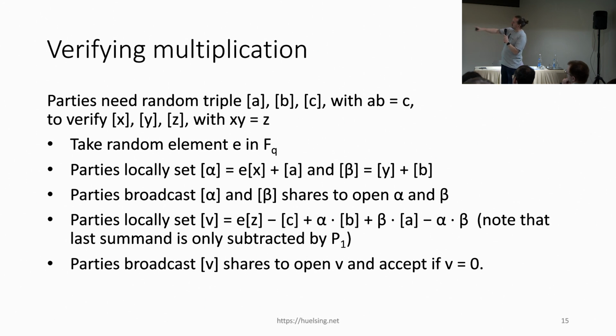Then we're opening alpha and beta. Note that this actually doesn't leak anything about x and y, because without a and b, they are still a one-time pad. And then locally, the parties compute this equation down here, which after this opening of alpha and beta boils down to just local operations: constant multiplication, constant addition, and share addition. Then everyone broadcasts the resulting share of v. If the secret sharing of v sums up to 0, then they accept, and otherwise they reject.